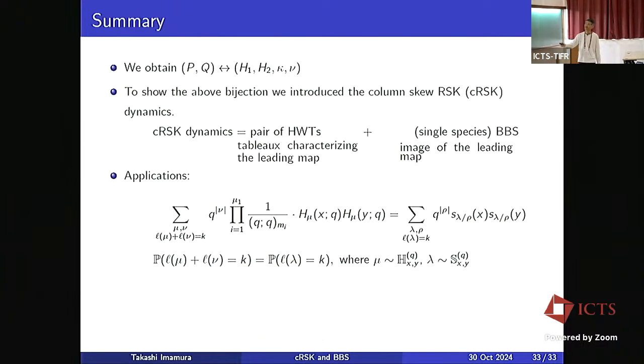Okay, so it is a summary. We obtain a bijection like this. Behind this bijection, there is a fact that the CRSK dynamics can be decomposed by the pair of HWTs and the single species BBS dynamics. And as an application, we get this type of restricted Cauchy identity, or the identity between the probability measures. So thank you for your kind attention.